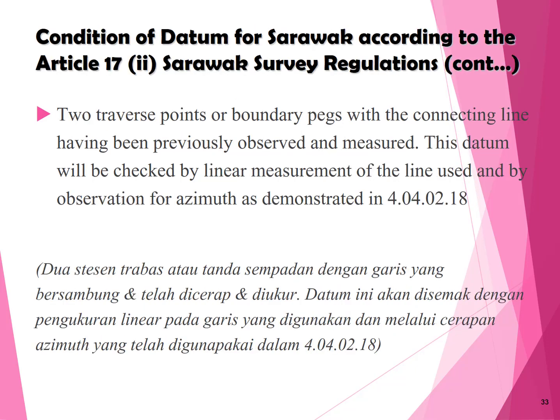Condition of datum for Sarawak according to the Article 17 Sarawak Survey Regulations. Continue. Through traverse points or boundary pegs with the connecting line having been previously observed and measured. This datum will be checked by linear measurement of the line used and by observation for azimuth as demonstrated in 4.04.02.18.